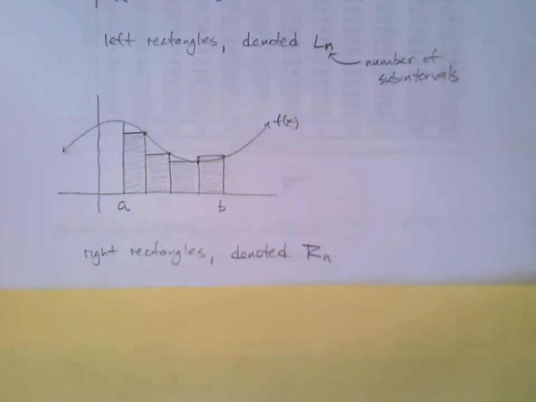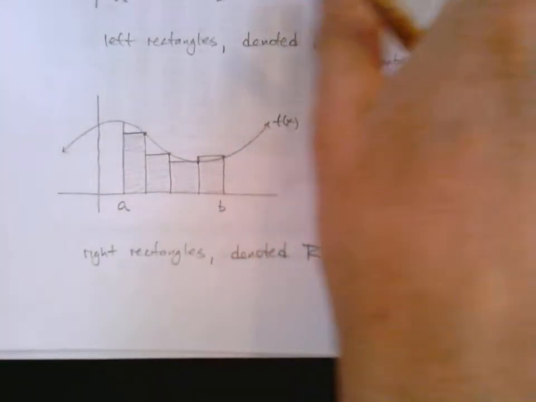We're going to call this, you guessed it, right rectangles. And we're going to denote that capital R sub n, where n again is the number of subintervals. In this case, still would have been 4. Okay, let's check out some examples.